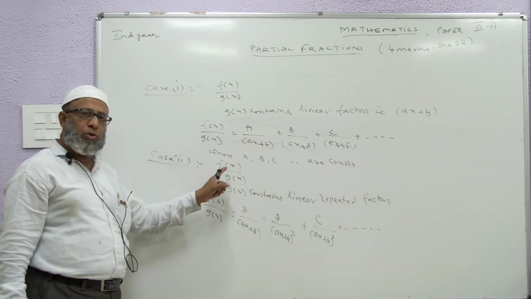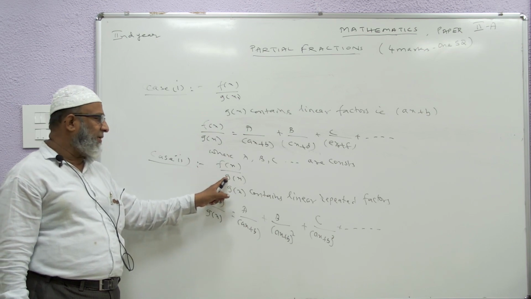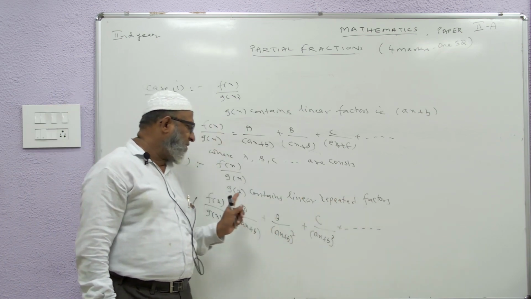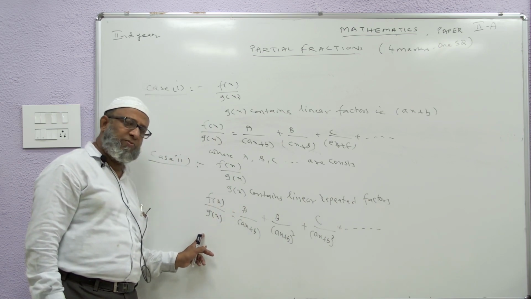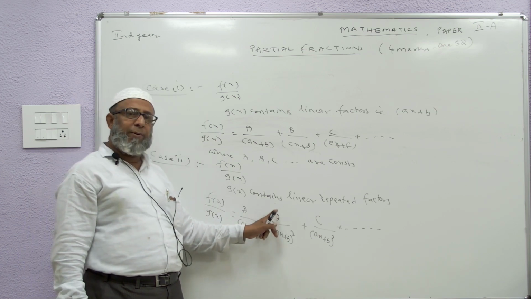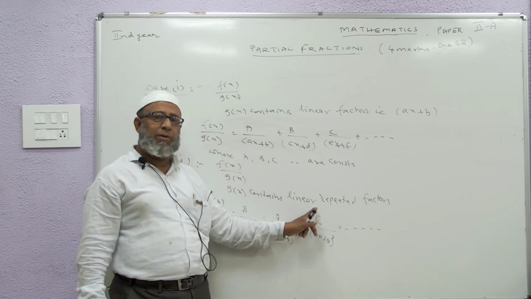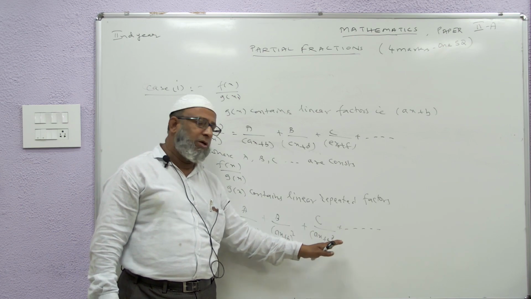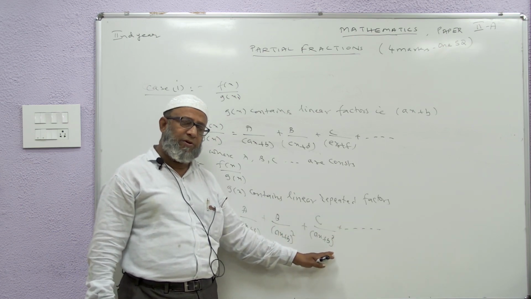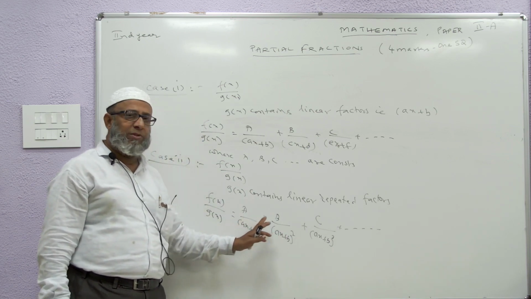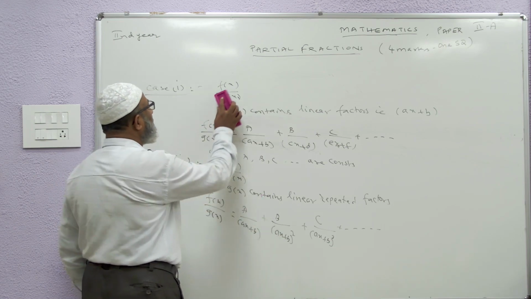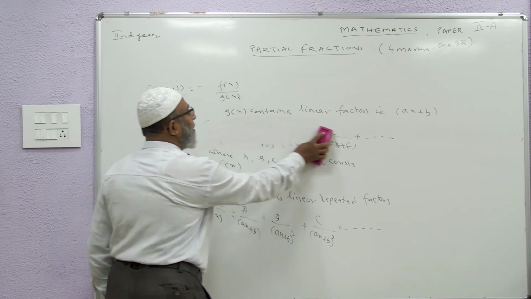When I come to case 2, again the fraction f of x by g of x contains linear repeated factors. In this case, the substitution will be f of x by g of x equal to A by ax plus b, B by ax plus b whole square, C by ax plus b whole cube, and so on, because the denominator consists of 3. The denominator consists of 3, therefore it comes 3 times: first, second, third and so on. Is it clear?